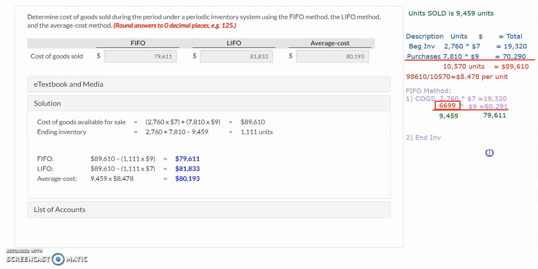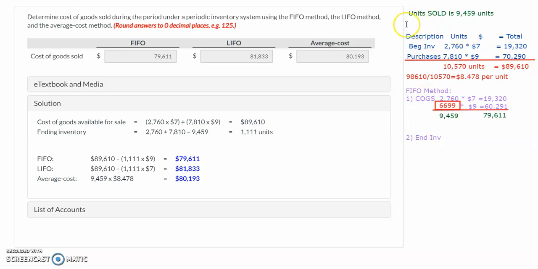All right. The other part of this is I like to do a step 2, and this is just to check my work. Okay. So my step 2 is in some of your problems, you might be asked not what's the cost of goods sold, but what's the ending inventory. So my ending inventory is going to be the units that are remaining. Okay, so this is where you can calculate this.